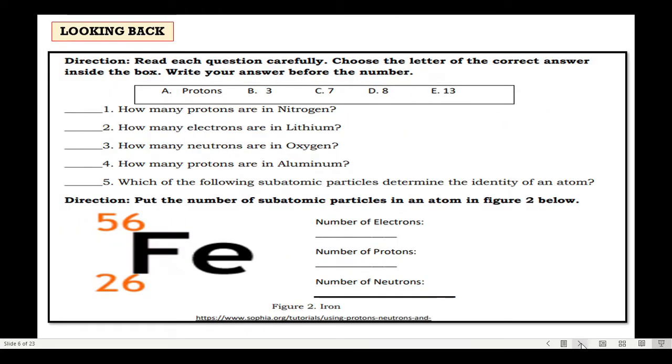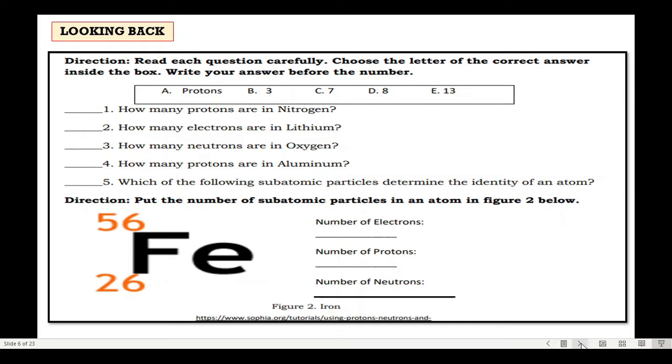Now, moving forward, let's answer looking back. So, dito, madali lang yan. You have choices given. And for part 2, you have to put the number of electrons, protons, and neutrons based from the figure that is given. So, this is iron with the symbol Fe and given the atomic mass and atomic number. So, you have to compute for it.